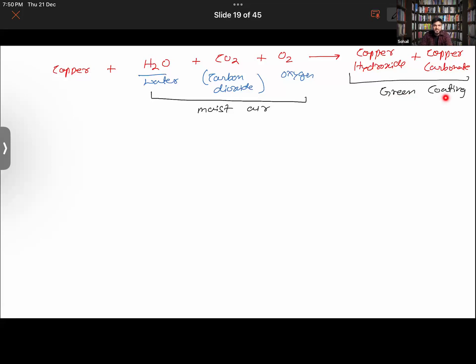So this is basically what happens. Hope it is clear to everyone. So what is the chemical formula? Let me write that also. I'm writing here, there's sufficient space. That is Cu(OH)2, copper hydroxide, and this is copper carbonate, CuCO3. That is capital C, small u, capital C, small o, 3. Is that clear to everyone?